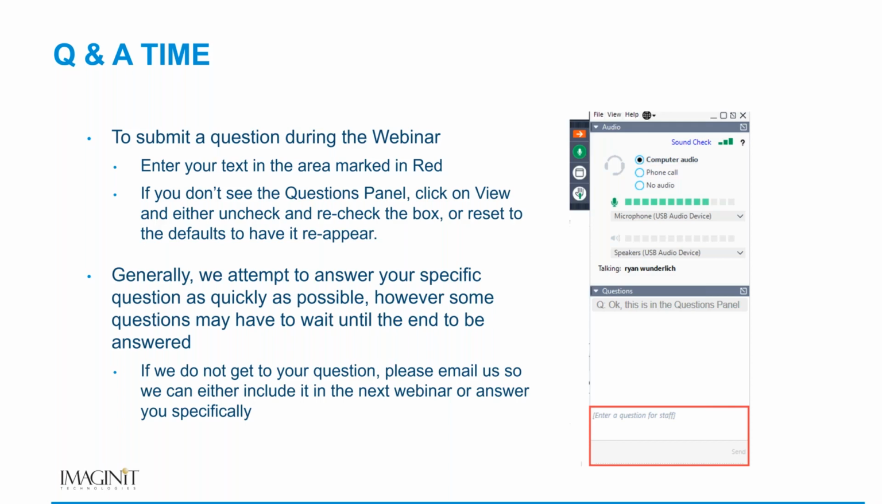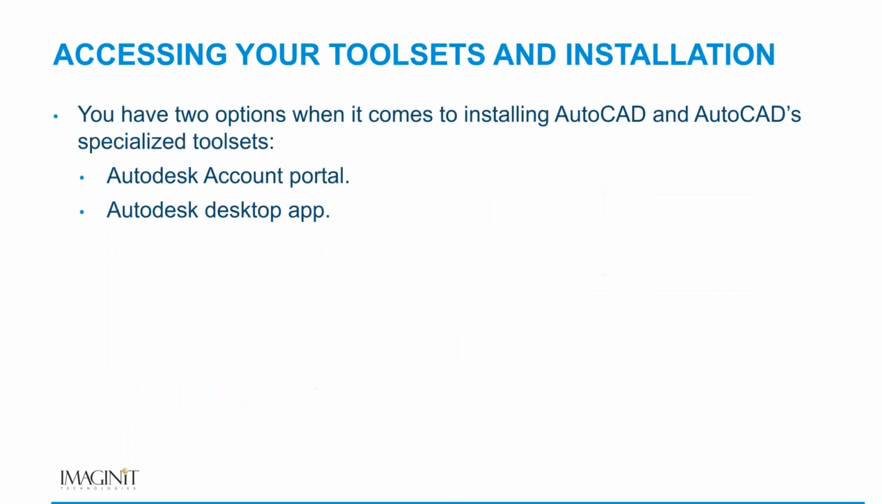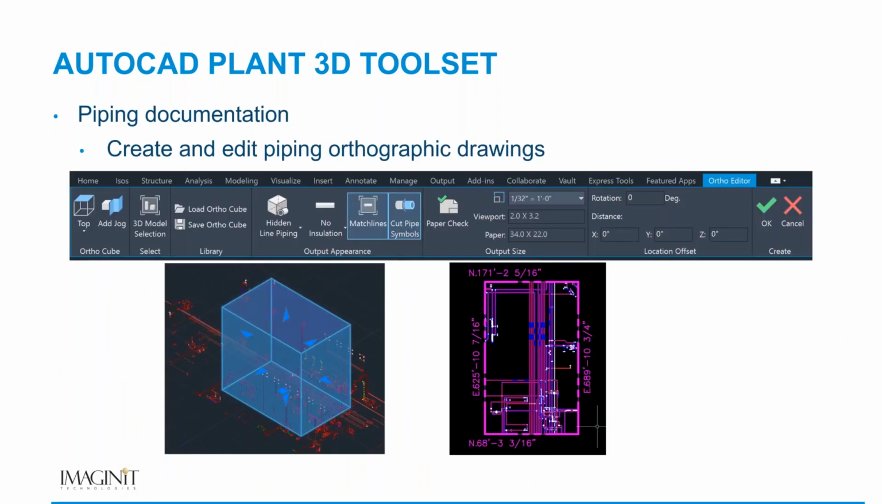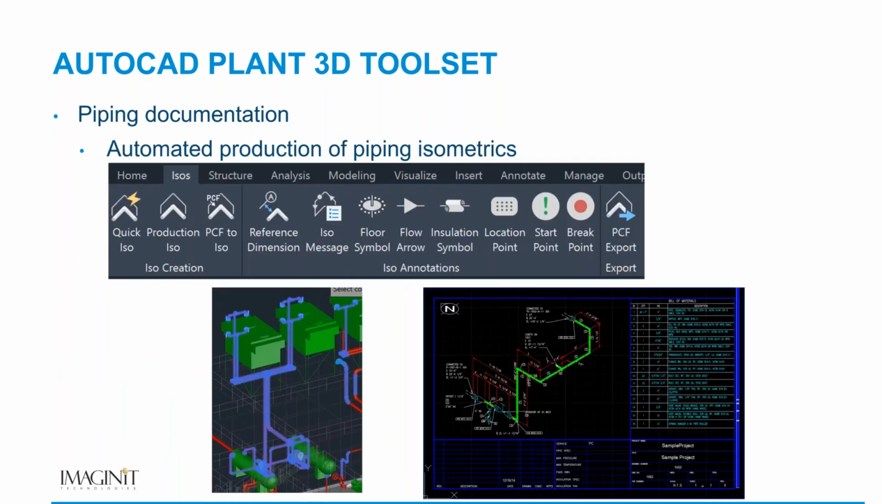Can Plant 3D isometrics be made 3D versus single line? So the isometrics, right? Let's go back to isometrics. All right. So if I look at the isometric here, you would like that to be 3D versus single line. I believe the isometrics are actually done single line. There may be an option to make those 3D, but I believe it is single line.